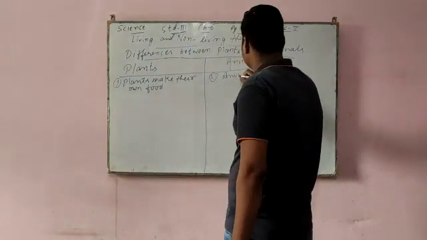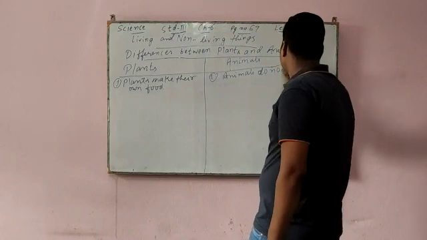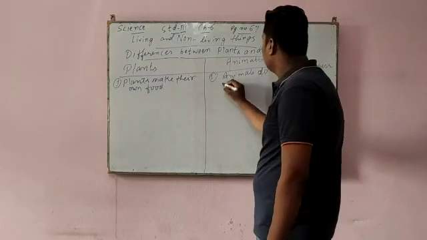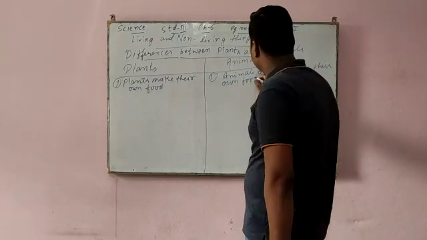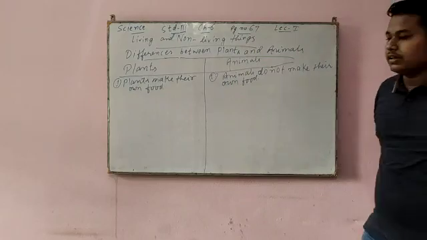Animals do not make their own food. And how do they eat? They are dependent on the plants and other animals.